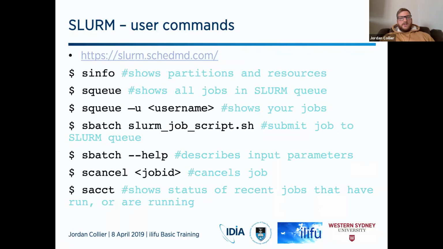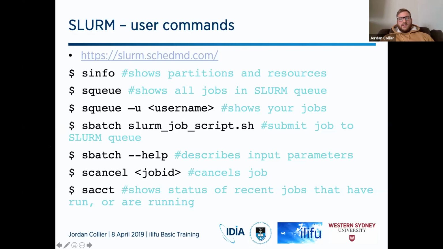So sinfo shows the partitions and it shows the resources that are available within those, as well as those that are being used. SQ shows all the jobs submitted to the SLURM queue. So to remind you, the queue includes jobs that are running, as well as ones that have been submitted to be run and will be run once the resources are available to you. You can also specifically show your jobs with SQ option U and then your username.